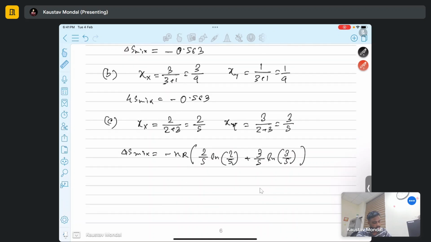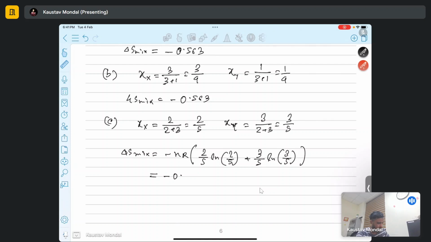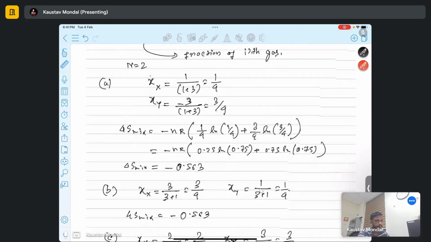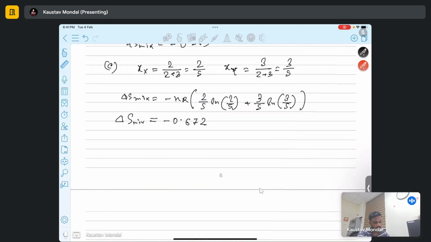Now if you calculate the logs and substitute the value of nR, you will get the result. Just calculate this yourself also to recheck. I have also calculated it previously, so this will give you delta S mix as minus 0.672. Now for the last case, that is D.